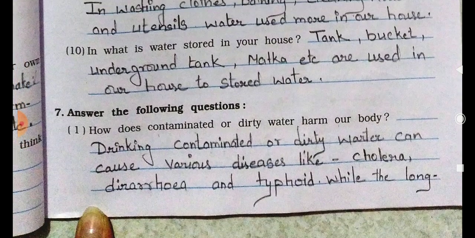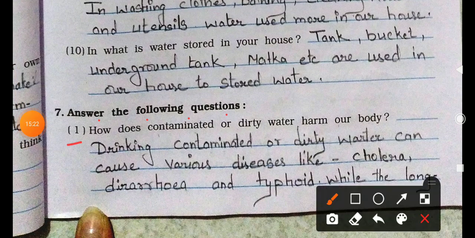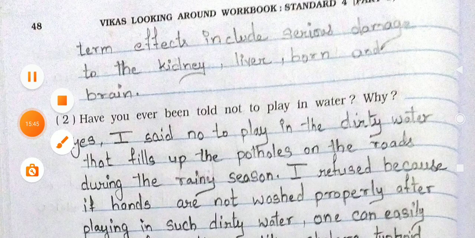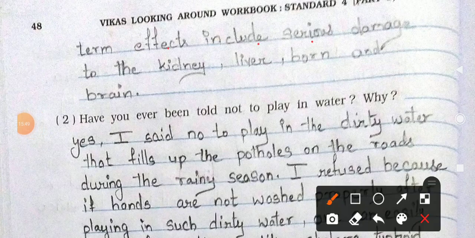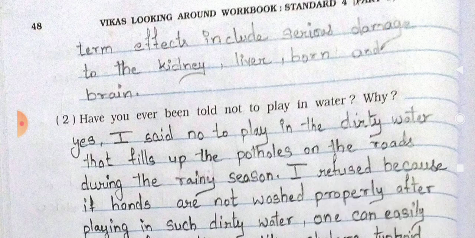After this, question number 7: answer the following questions. First, how does contaminated or dirty water harm our body? Answer: drinking contaminated or dirty water can cause various diseases like cholera, diarrhea and typhoid, while the long term effects include serious damage to the kidney, liver, bones and brain also. So before drinking water, boil it or make it germ free.